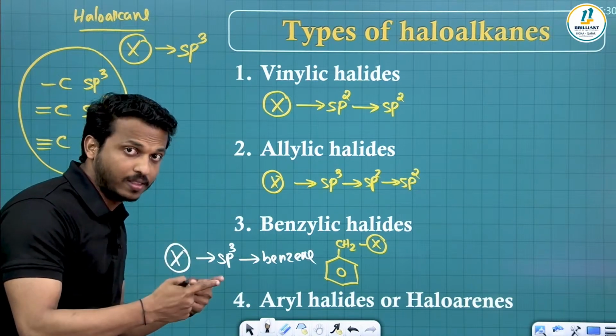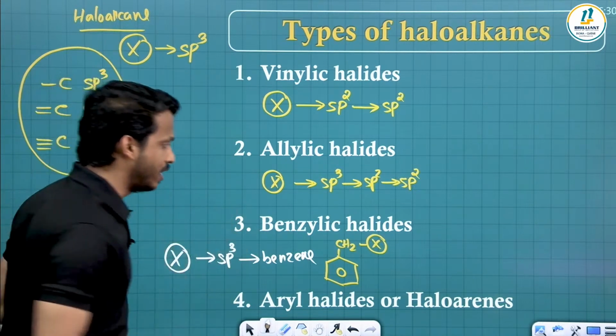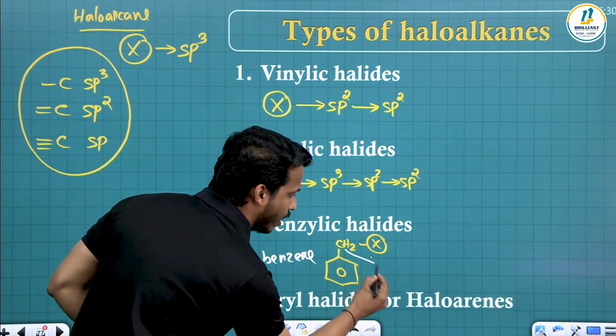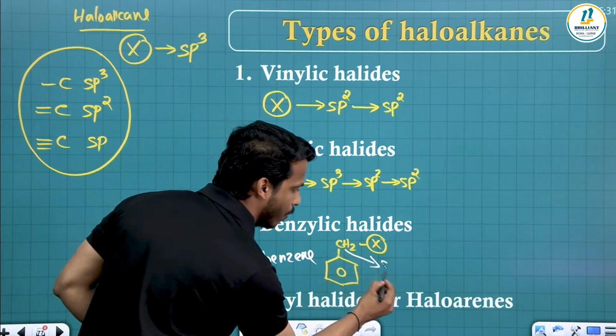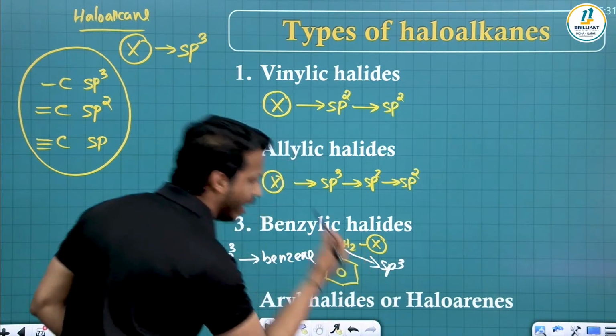Connected carbon sp3, then it's connected to benzene. See, all of you, halogen connected. What is this carbon hybridization? Full single bond sp3, see, then a benzene ring.